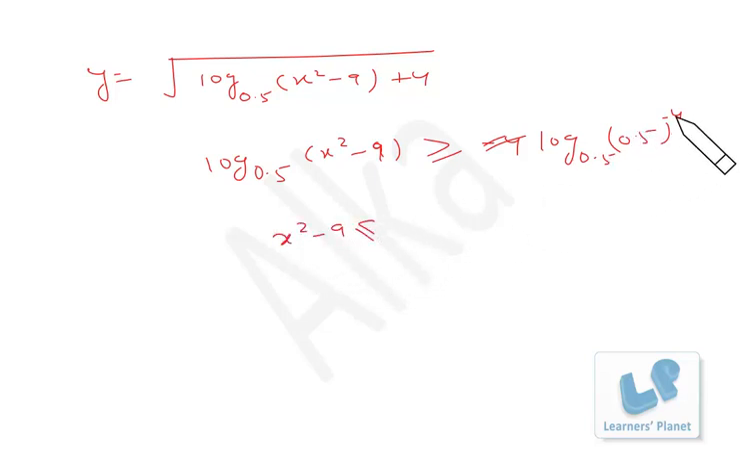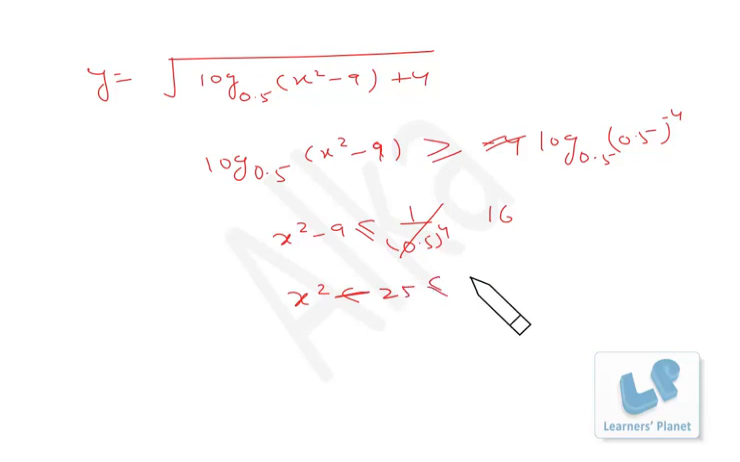Okay, so it is 0.5 raised to minus 4, so I can take it as 1 upon 0.5 raised to 4. Okay, so precisely it is 1 upon 1 upon 2 raised to 4, so it is actually 2 raised to 4, that is 16. So x square should be, or we can say x square minus 25 should be less than or equal to 0.